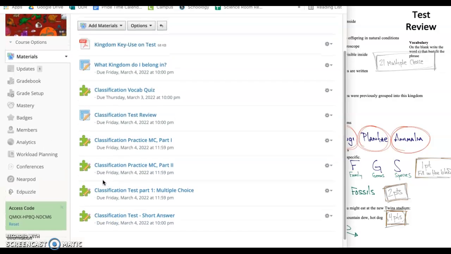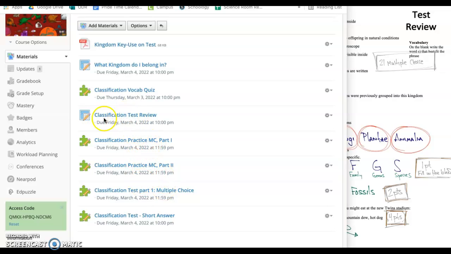As you prepare for the test, these two practice multiple choice quizzes are extremely helpful. You can take each one like 10 times, and so just keep taking it till you get it. There are repeat questions on this test, so I strongly recommend you take time to do that.